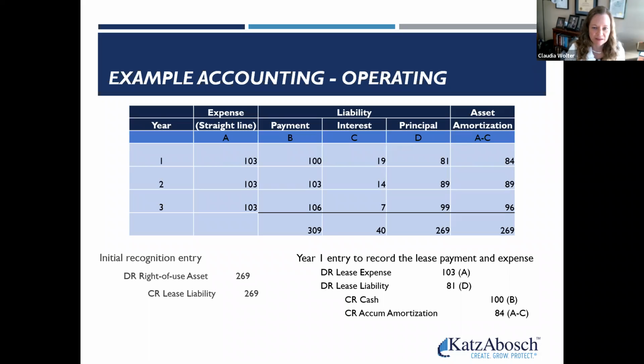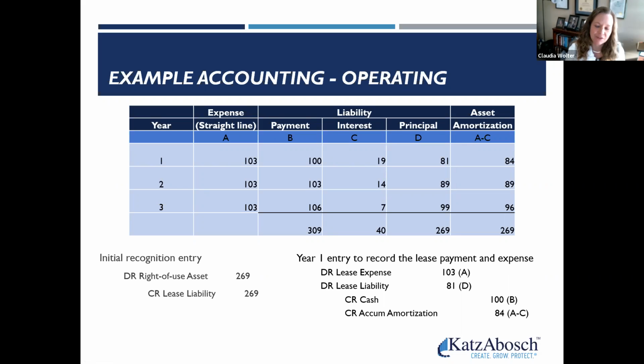This is where it gets interesting and a little weird, I think. We know the initial recognition entry, in the bottom left of that slide: we're going to debit the right-of-use asset for $269, and credit the lease liability for $269.